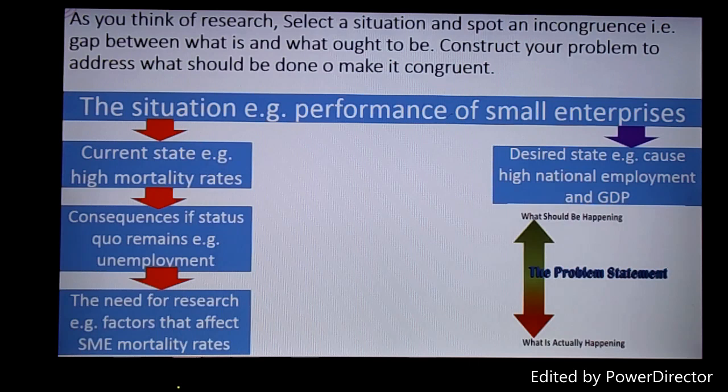But then, what's the current state of these small enterprises? For example, there may be high mortality rates. Now, what are the consequences if the status quo remains? If the high mortality rates remain, what will be the consequences? For example, unemployment, because small enterprises can't survive, and therefore employment is not created. And therefore you can see now the need for research, and the research could be factors that affect small and medium enterprise mortality rates.